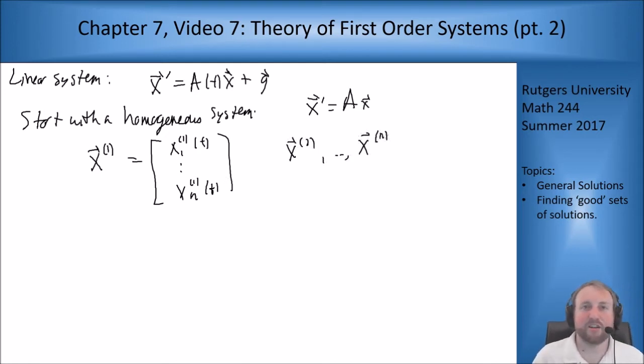The idea is that when I solve this problem, I have to specify n initial conditions. So I want to figure out if I get n solutions, can I meet every initial condition? It's the same thing as the Wronskian from before. If I had a second order ODE, I have to specify two initial conditions. If I can find two good enough solutions where the Wronskian is non-zero, then I can meet every initial condition that I want. The idea here is the same sort of process.